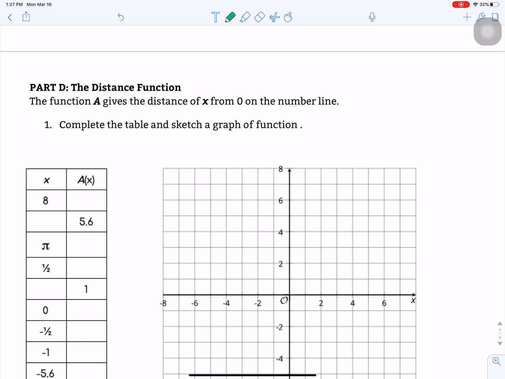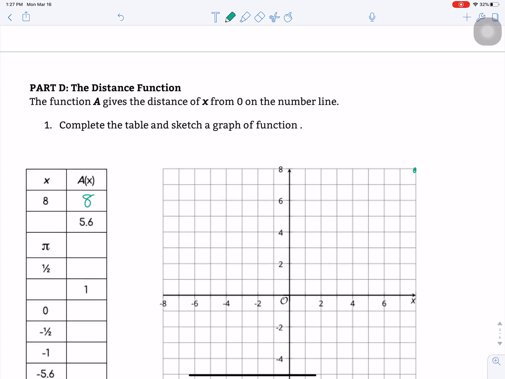Starting here with part D, we're going to look at that idea of distance from zero on a number line. So if I look at 8, 8 is 8 away from zero on the number line, and I can just go ahead and graph that point 8, 8.